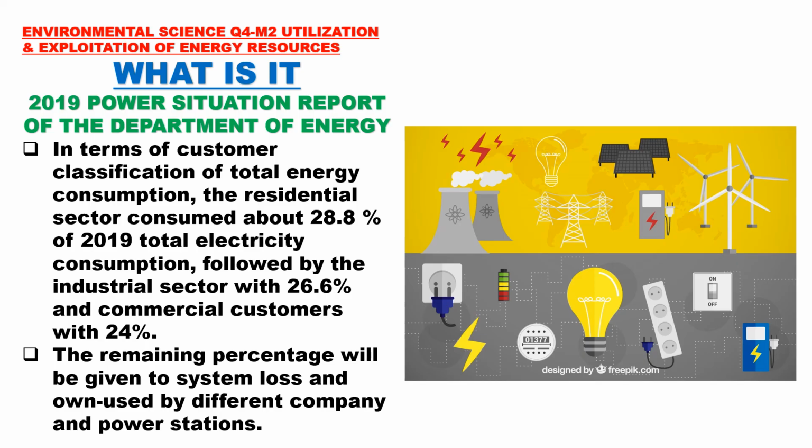In terms of customer classification of total energy consumption, the residential sector consumed about 28.8% of 2019 total electricity consumption, followed by the industrial sector with 26.6% and commercial customers with 24%. The remaining percentage will be given to system loss and own use by different companies and power stations.